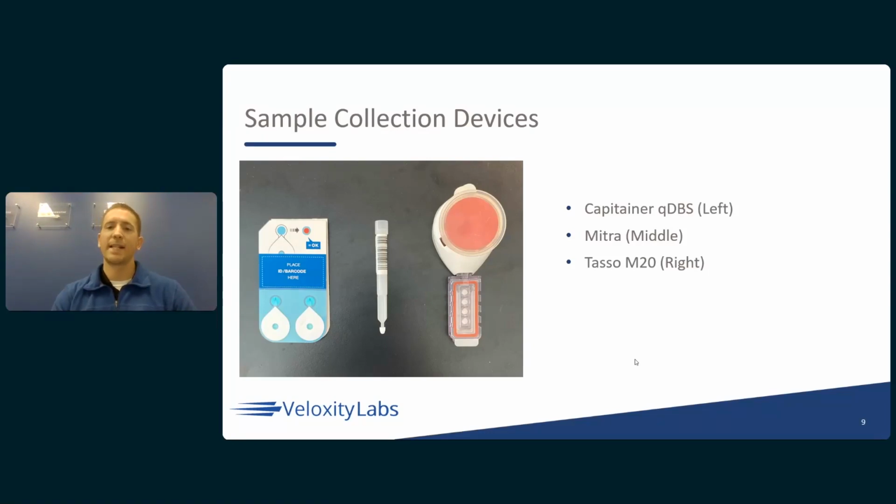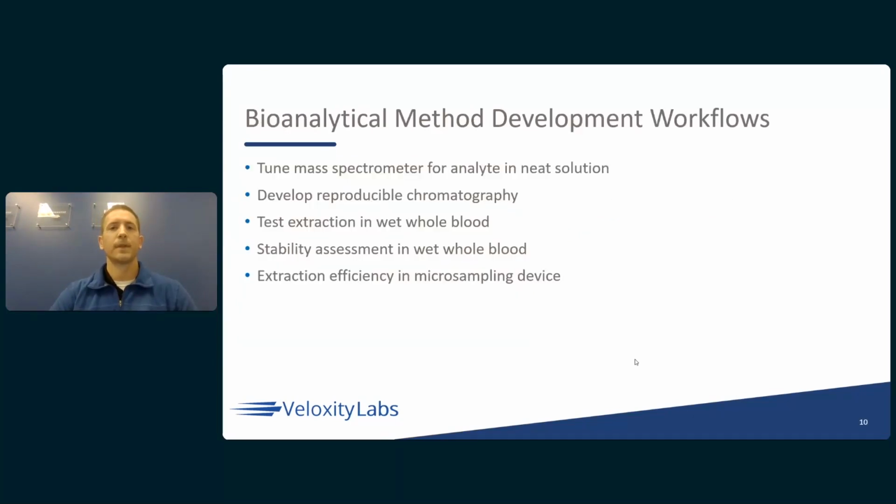And then the right is the Tasso M20, which is optimal for clinical studies. This device is placed on the arm and pressed in. It makes a minimally invasive puncture and basically allows blood to then collect into that cartridge as well. So after the background, we're going to talk about specific method development workflows that are very critical to microsampling.